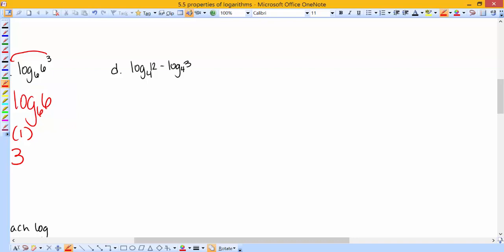So subtraction will become 12 over 3. It becomes division. And what is 12 divided by 3? 4. And this cancels. Now, it's not 0. What is the exponent on the 4? A 1. So I am left with 1.